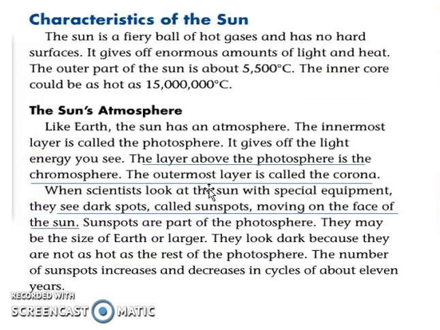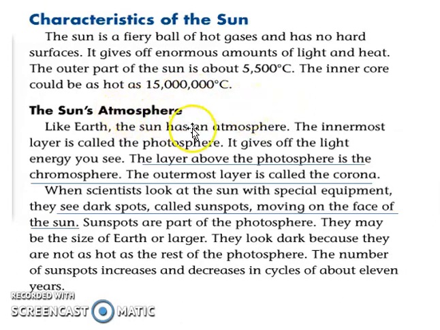I have discussed some characteristics, but let's proceed to this page. Characteristics of the sun. The sun is a very hot ball of gas and has no hard surface. It gives off enormous light. The temperature is 5500 degrees Celsius on the outer surface, but the inner core temperature is 15 million degrees Celsius. Oh my goodness, I can't imagine how hot it is.